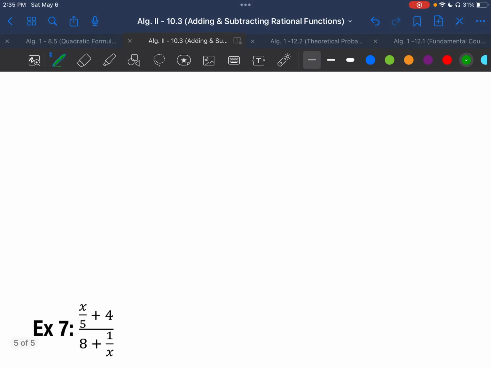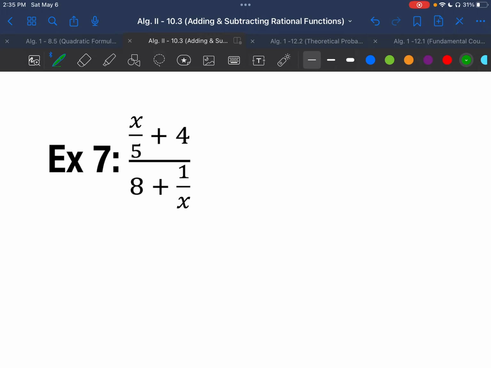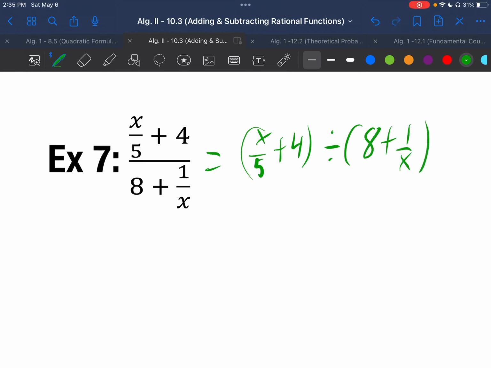So example 7 here, our last example of the day, I'm going to follow this one the same way, where I'm going to write the top in one parenthesis and the bottom in another, separated by a division symbol. Now this one's unique because we have to get common denominators and add fractions in both the numerator and the denominator, in the first parenthesis and the second parenthesis. So my common denominator for the numerator is 5. The common denominator for the denominator is x.